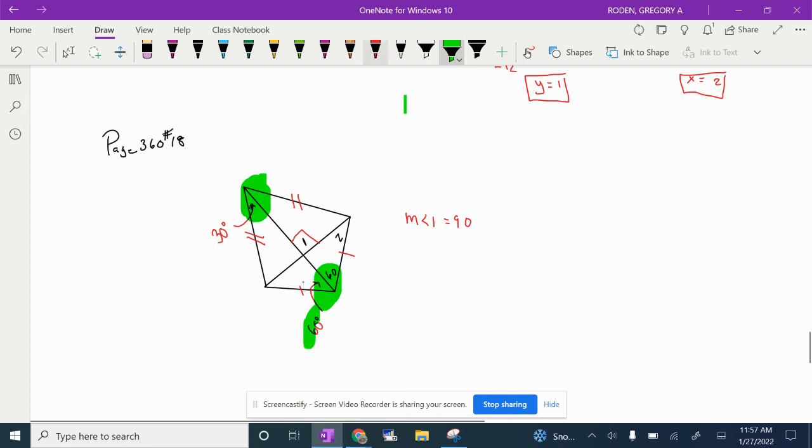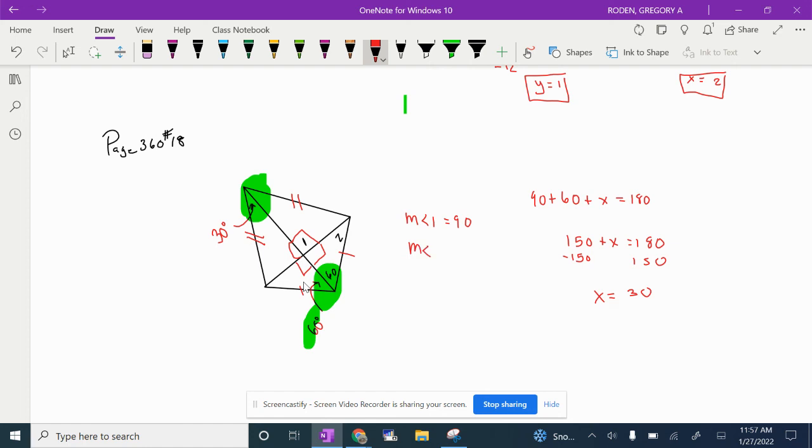So with that being said, we also know that this has to be 90 because these are all 90s, right? So our equation is 90 plus 60 plus x, which is angle 2, equals 180 degrees because it's a triangle. Well, 90 plus 60 is 150, plus x equals 180 degrees. And then I'm simply going to subtract 150 from both sides. And I think I can do the math in my head and get 30. So we know the measure of angle 2 equals 30 degrees.